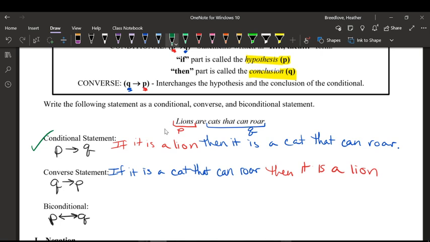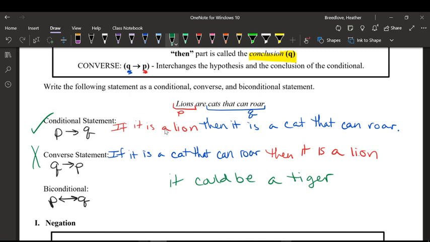All right, so now we're going to check the converse. If it is a cat that can roar, then it is a lion. So we're changing on the lion part. If it's a cat that can roar, could it be anything other than a lion? Yes, of course. So this is false. The counterexample, it could be a tiger. Or a jaguar. Or all kinds of other cats, right?